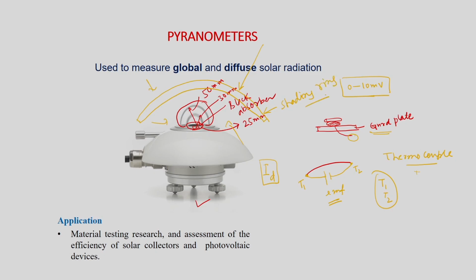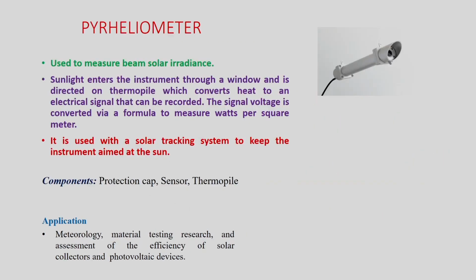So, this shading ring is used for measurement of diffuse radiations. There are many applications of this radiation, like material testing research, assessment of efficiency of solar collectors and photovoltaic devices. Now, let us learn something about pyroheliometer.